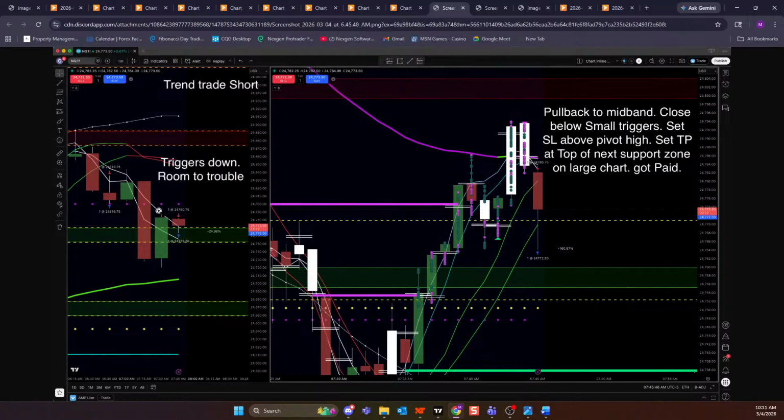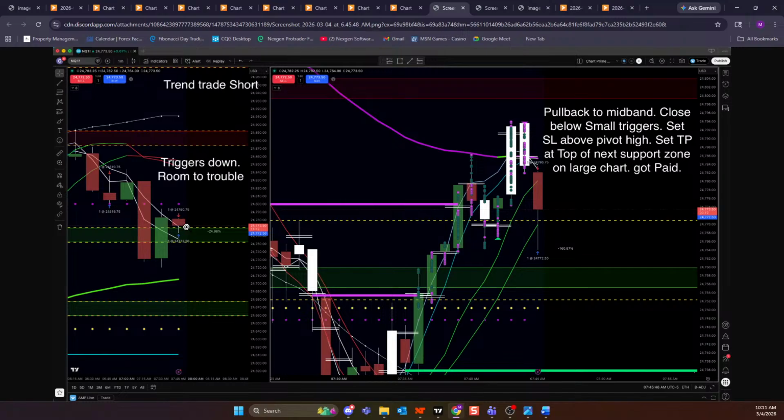All right, triggers are down. I think it was over here. There was still room to trouble. There's a pullback to a mid-band. There's a close below the small triggers. And I'll be darned, there is 8.25 points right to trouble.